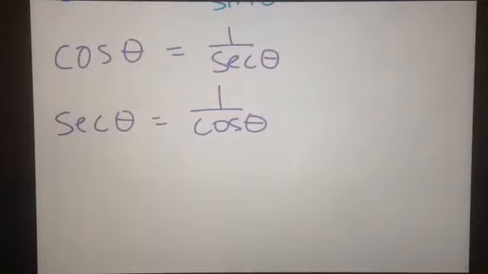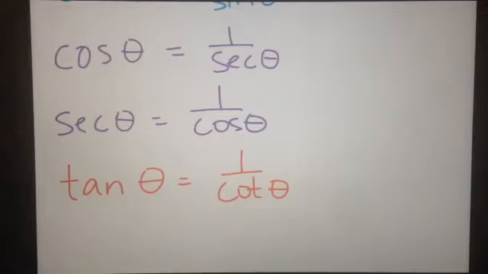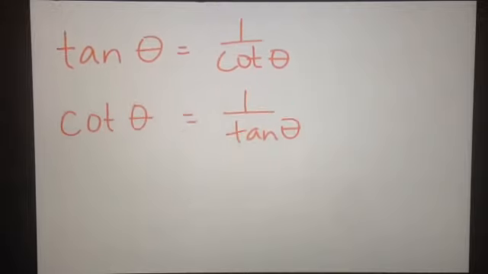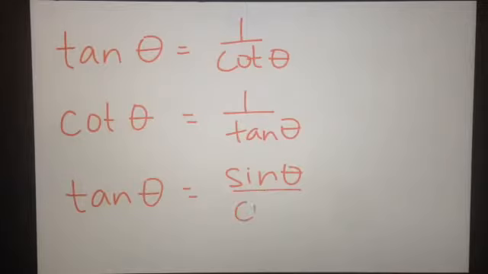We also have tan theta is the same as 1 over cotangent theta. And cotangent theta is the same as 1 over tan theta. Hopefully you will also remember that tangent theta, I'm going to stay in red here because we're still talking about these ones, tangent theta, if you guys remember, is also sine divided by cosine theta. Remember that from when we did the work with the unit circle.